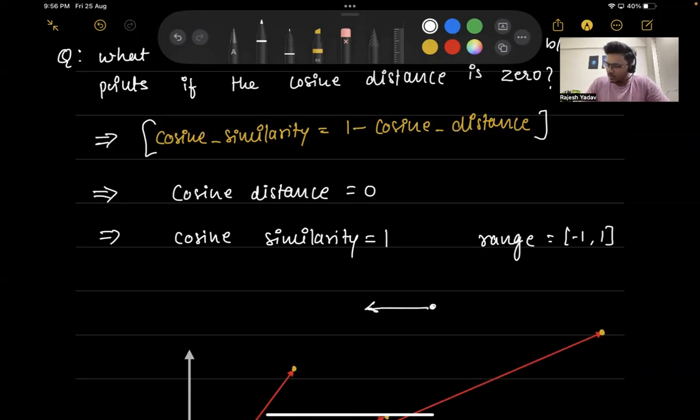If it is -1, it means both the vectors are pointing in opposite directions. And if it is 0, then the vectors are orthogonal. If it is 1, it means both the vectors are pointing in the same direction, right?